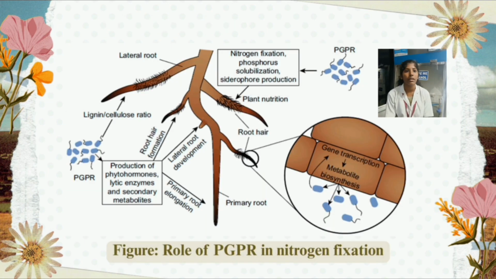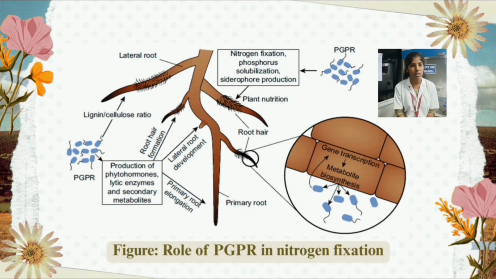Next, let us see the role of plant growth promoting rhizobacteria in nitrogen fixation. This picture shows how PGPR interact with plant roots. PGPR colonize the root surface and release phytohormones, lytic enzymes, and secondary metabolites. These compounds help in root hair formation, lateral root development, and primary root elongation. Next, PGPR also contribute to nutrient supply by fixing nitrogen, solubilizing phosphorus, and producing siderophores that improve iron availability. Inside the root cells, PGPR influence gene transcription and metabolite biosynthesis, which supports better root growth and plant health. Overall, PGPR enhance plant nutrition and root architecture, leading to stronger and more productive plants.